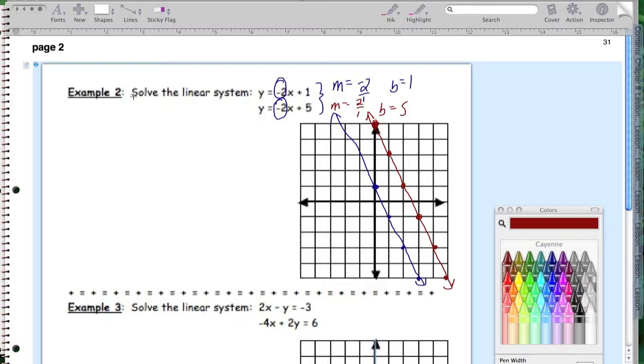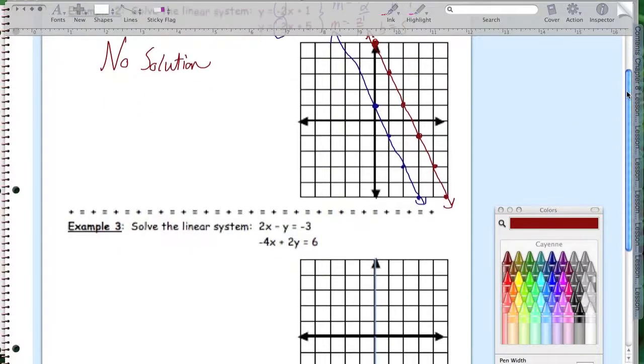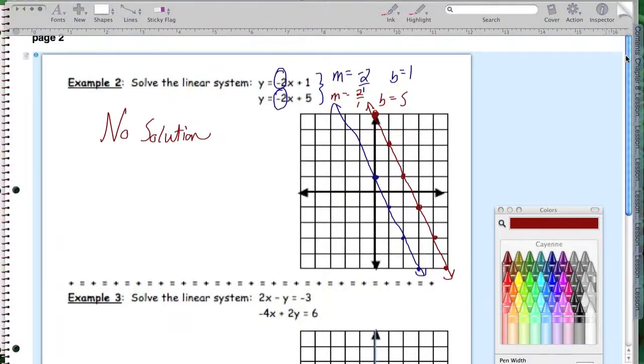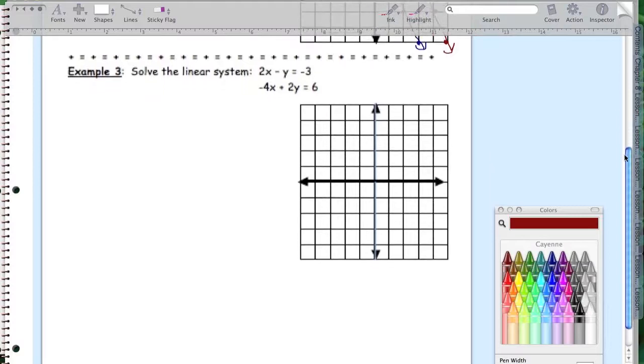So in this problem, example 2, they're asking us to solve a linear system. That means find the solution. Well, the solution is anywhere that they cross. Are parallel lines ever going to cross? No, never, ever, ever. So in this case, there is no solution. There is no ordered pair in the entire universe that will ever be where both of these lines cross. So there's no ordered pair we can say that is a solution. So that's a second option. Sometimes you'll get one solution like we saw before when they crisscross. Sometimes you'll get no solutions.